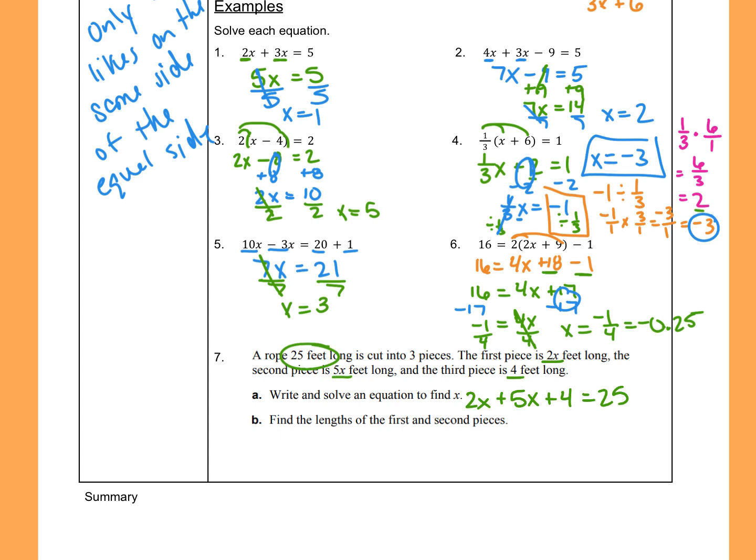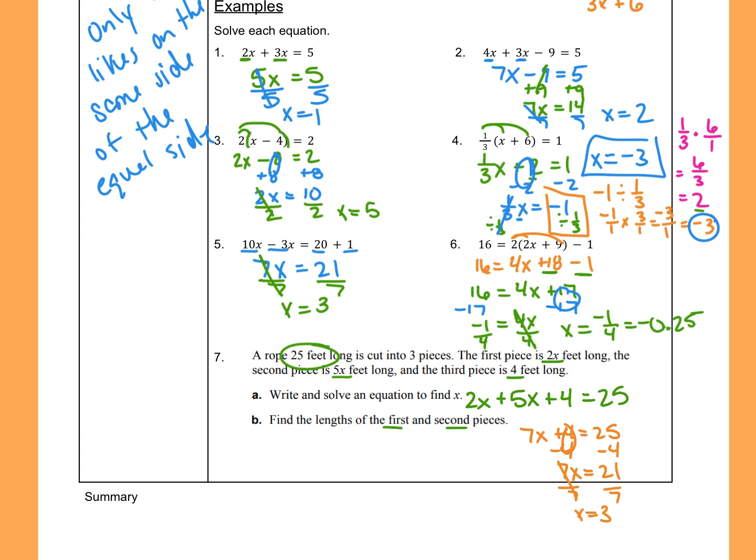And then to find the lengths of the first and second pieces, I've got to first find out what x is. So let's solve this problem that we wrote. So 2x plus 5x is 7x. We still have plus 4 equals 25. And I can finish solving this. We're going to subtract the 4 from both sides to make that 0. 25 minus 4 is 21. Divide both sides by 7. So we get x equals 3.